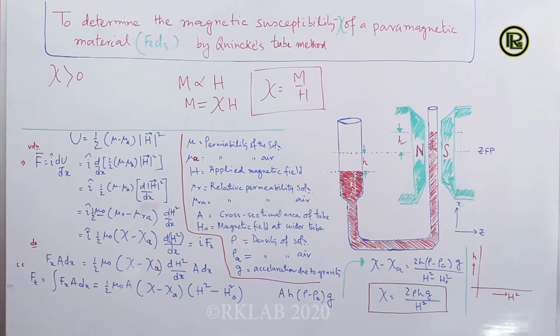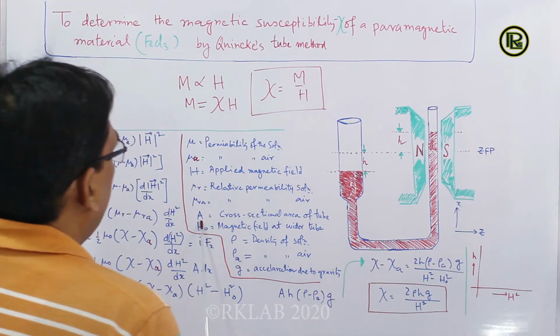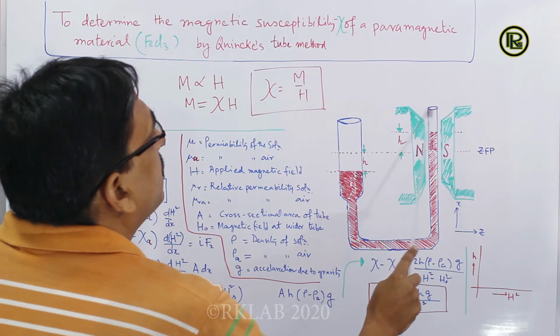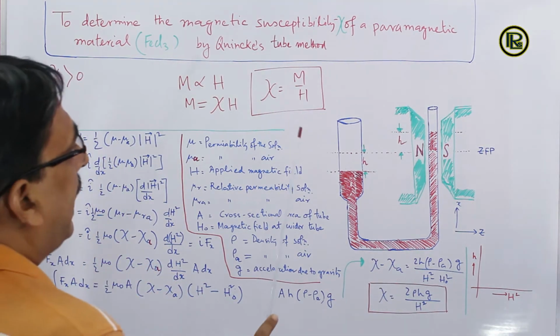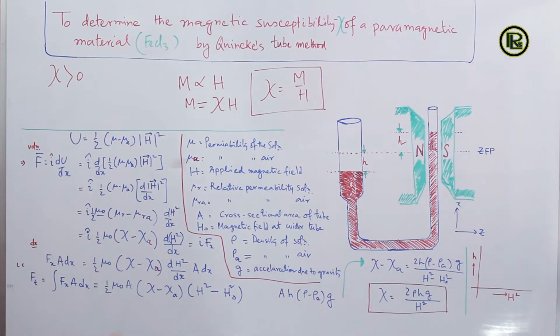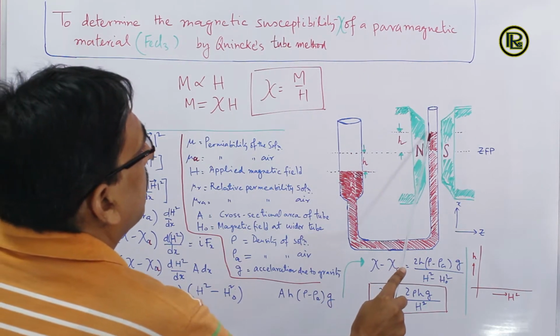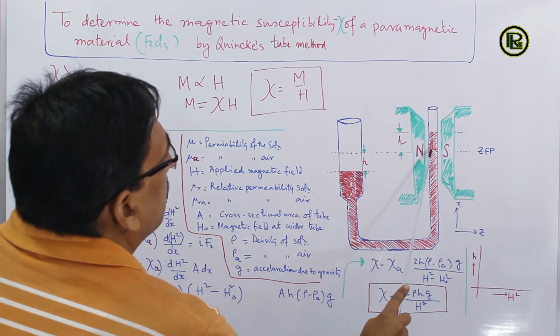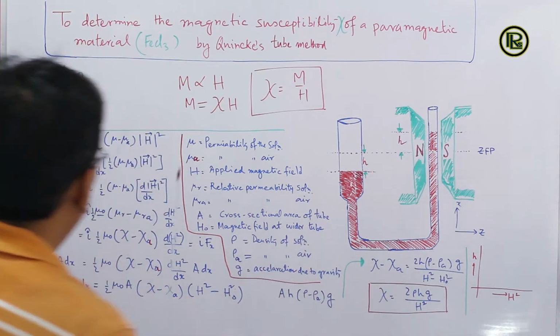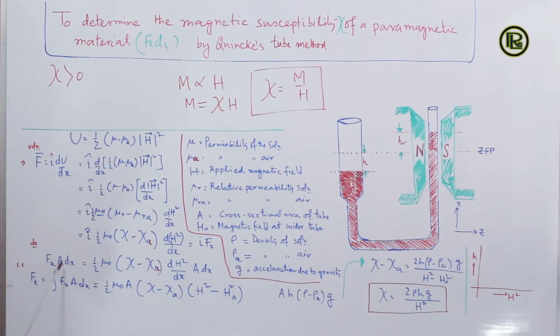And if we consider capital A as the cross-sectional area of this tube, then the force acting on the liquid having height h is equal to Fx A into dx is equal to half mu naught chi minus chi A H square dx A into dx.